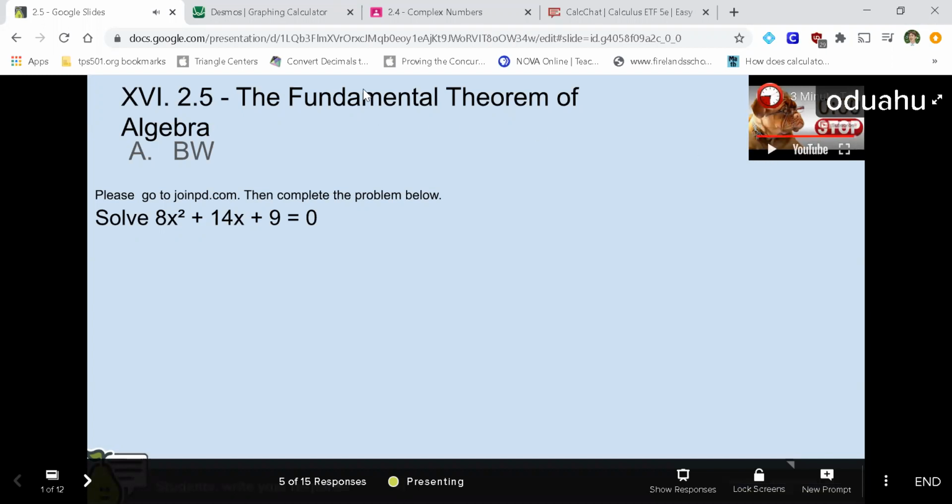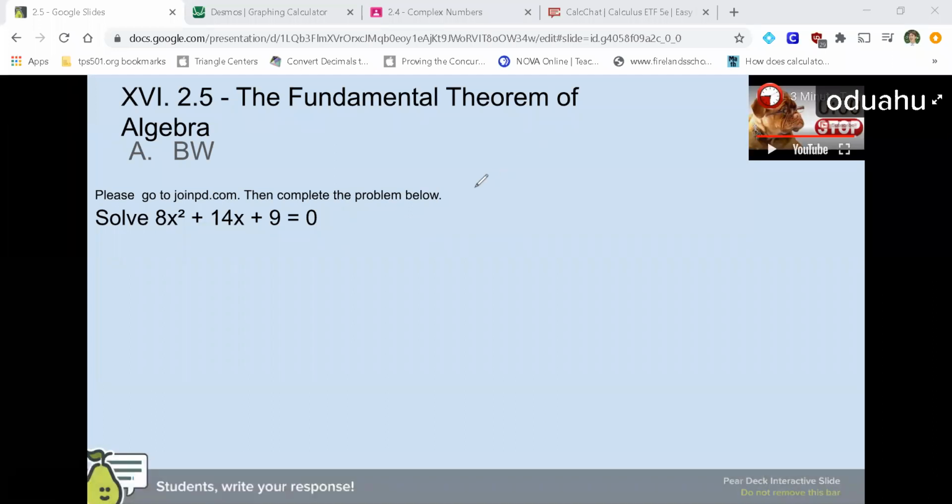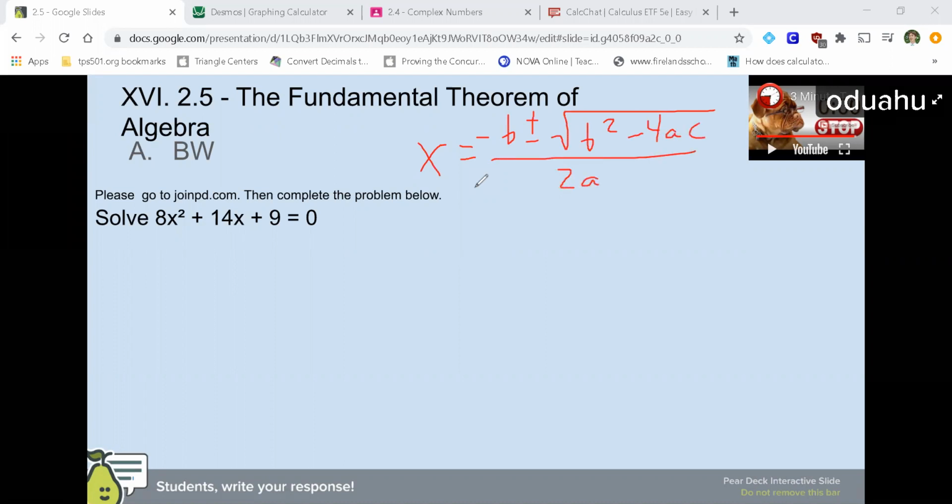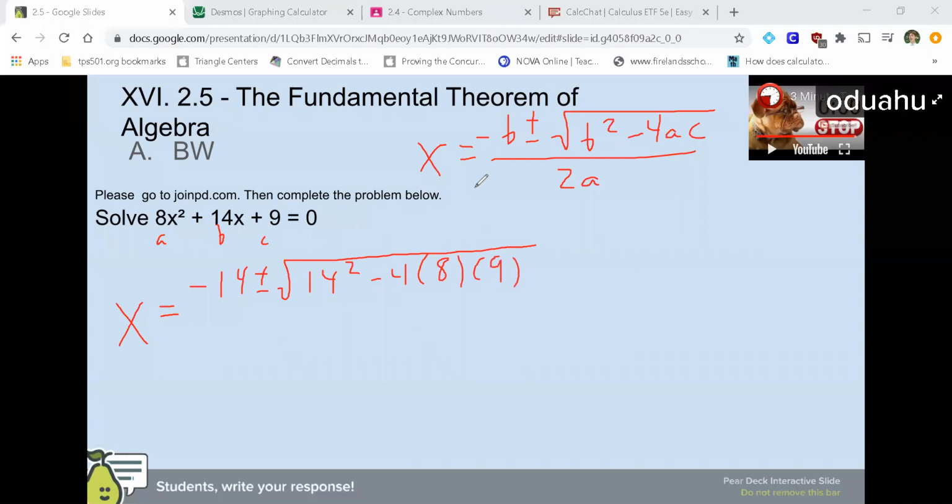All right, let's go over how to do this. So again, you got to use the quadratic formula. X is equal to negative b plus or minus the square root of b squared minus 4ac, all over 2a. A, B, C. So if we plug in, we get x is equal to negative 14 plus or minus the square root of 14 squared minus 4 times 8 times 9, all over 2 times 8.